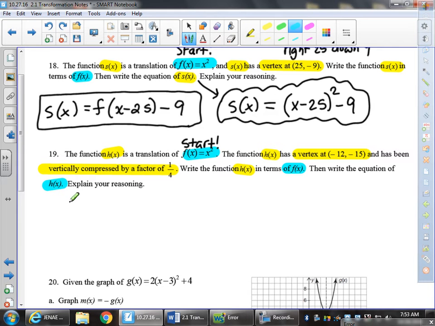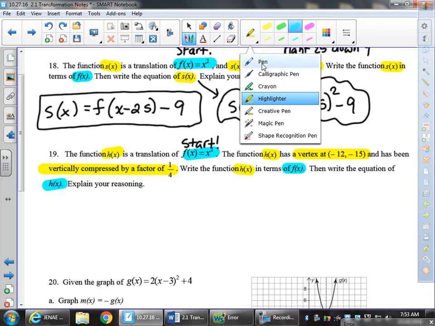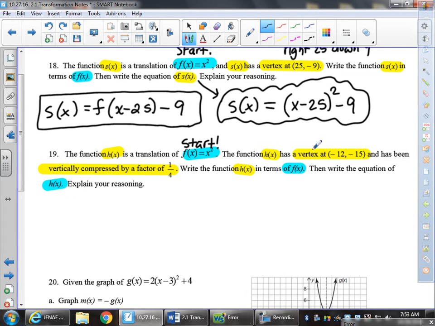Let's first talk about what's been done. Tell me in words what's happened so far. What do we know? This first shifted left 12, down 15. But is that it? No, it's got a compression. It's been vertically compressed. So put your hands like this, one on top, one below. Vertically compressed means your hands are going to get closer together or farther apart? Closer together.